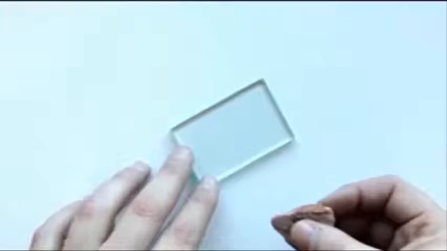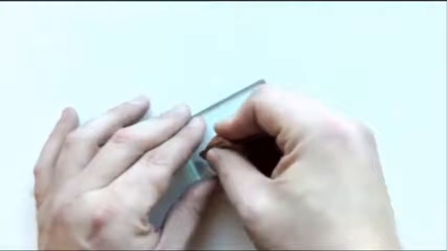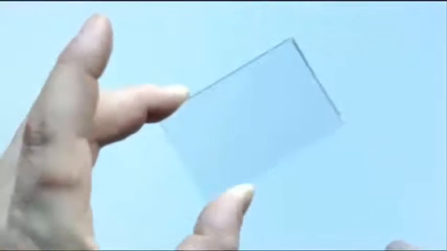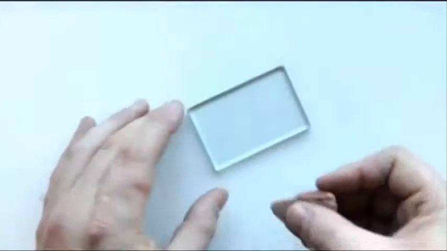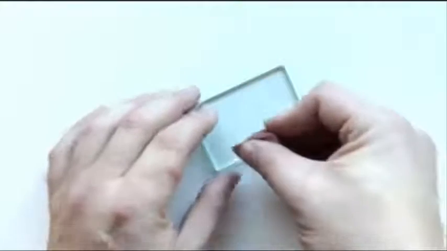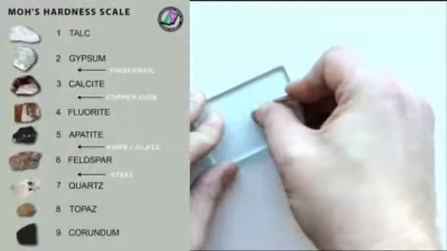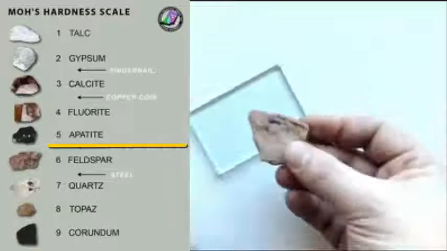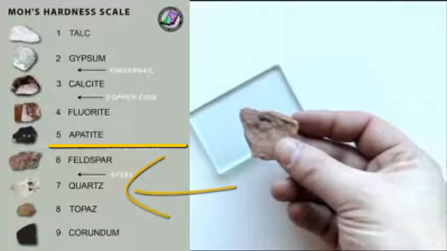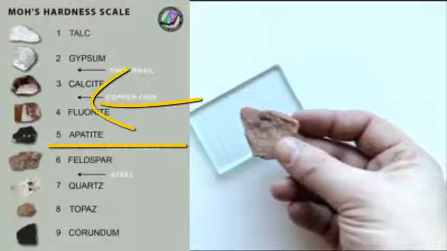In order to do this, you have to have the glass flat down on the table, and you take your sample, and you have to push. Not only are you looking for scratches on the surface, but you're also trying to listen and feel to see if the sample is grinding into the glass or not. If it does scratch the glass, then this mineral has a hardness greater than 5.5. If it does not scratch the glass, then it's less than 5.5.